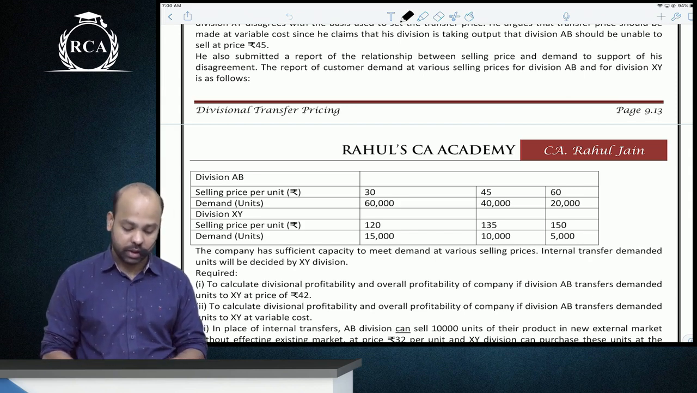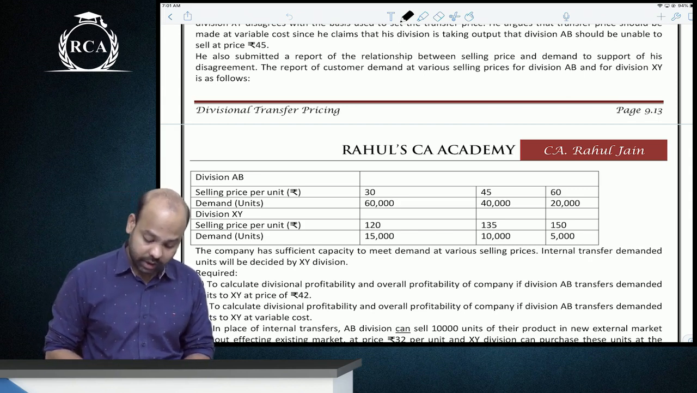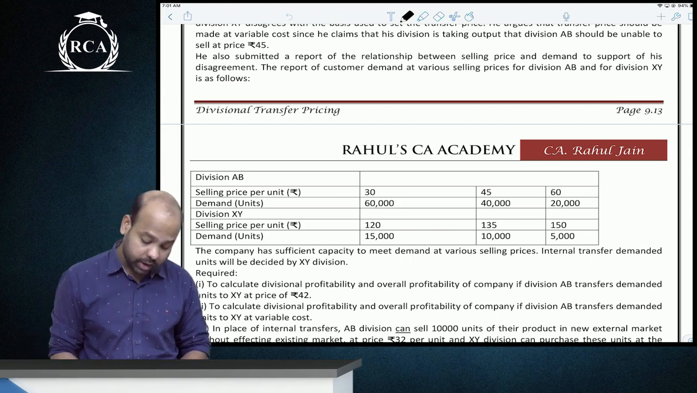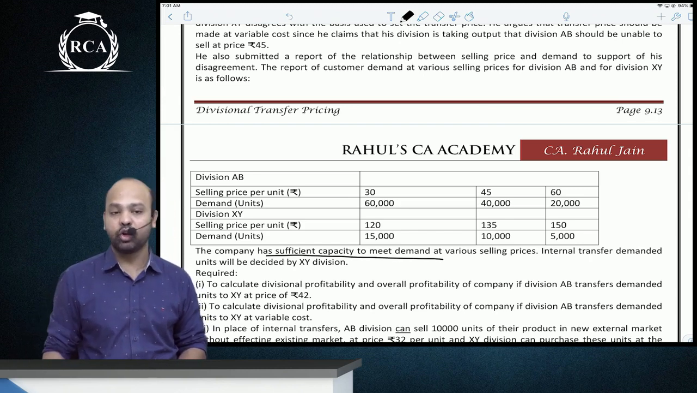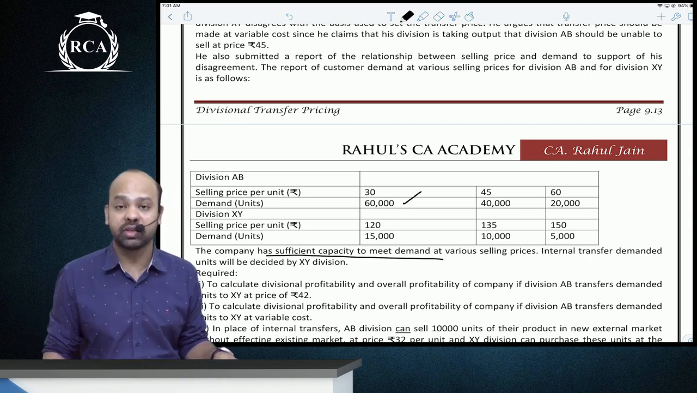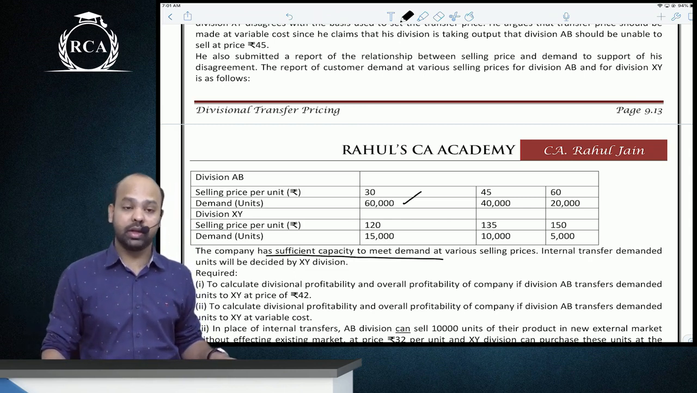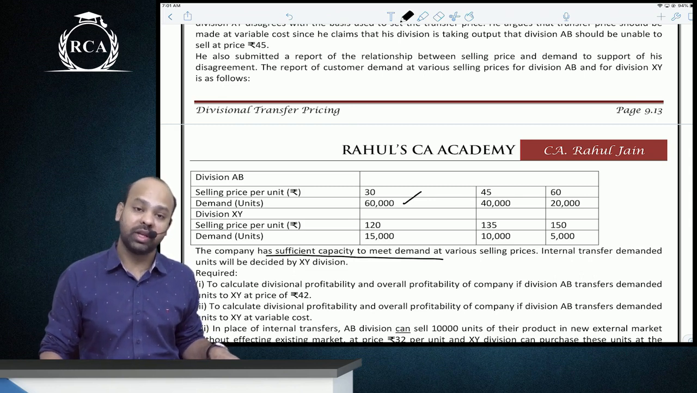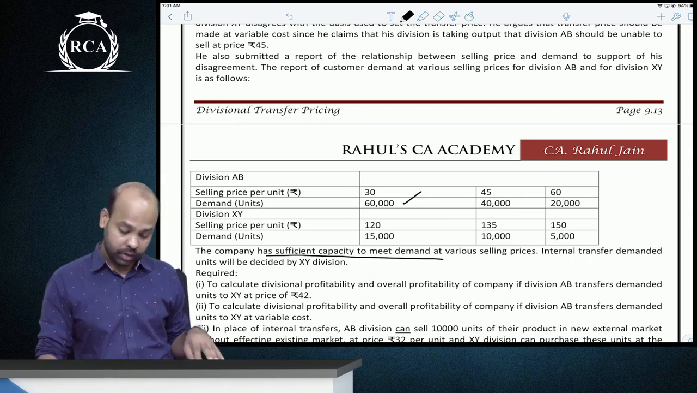Internal transfer units demanded will be decided by Division XY. Look, it says you have sufficient capacity to meet demand at various selling prices. That means Division AB can operate at a demand level of 60,000 units as well. Yes or no? Yes, sir.